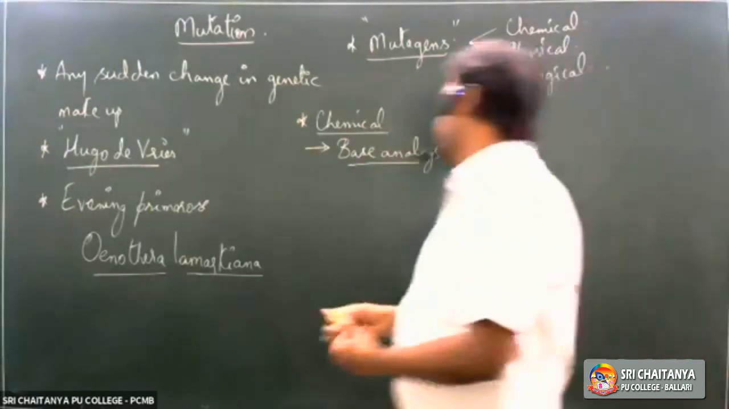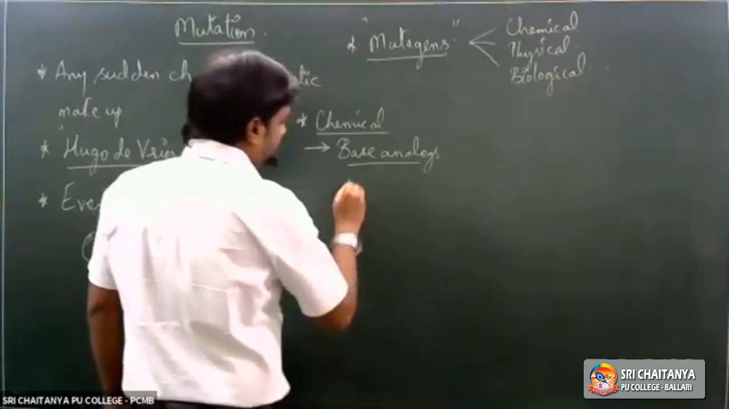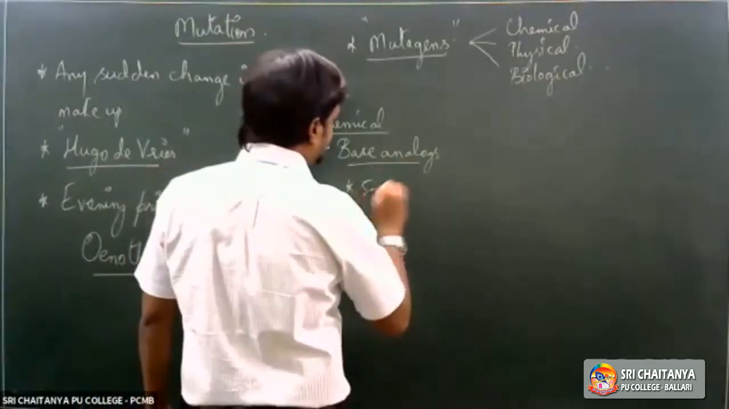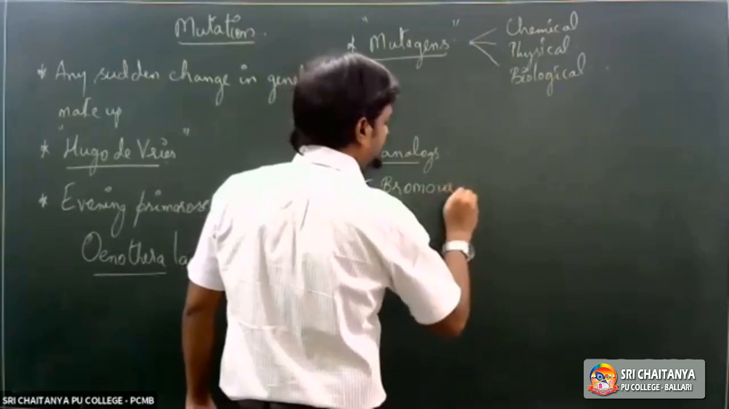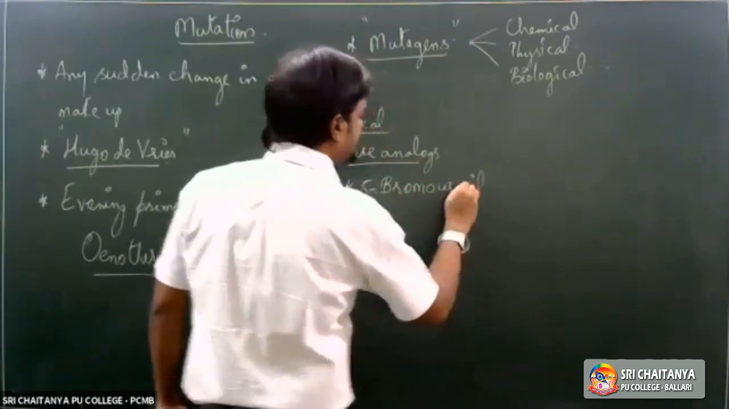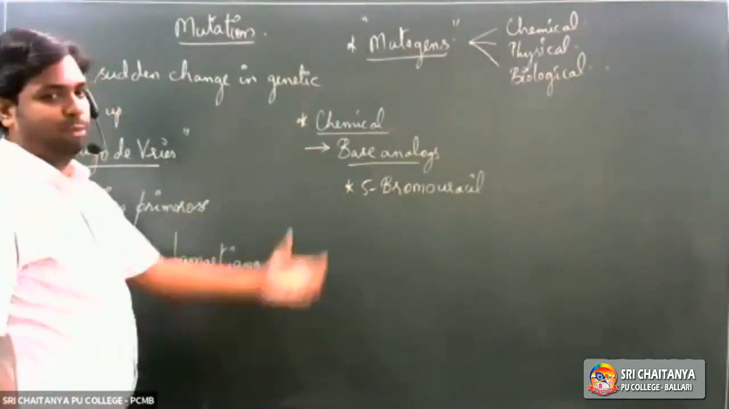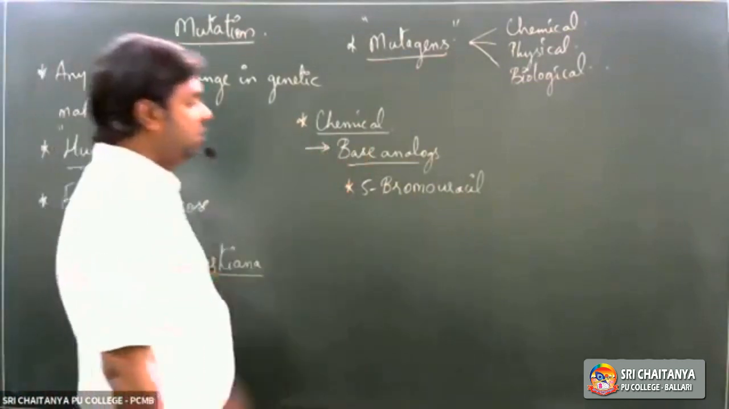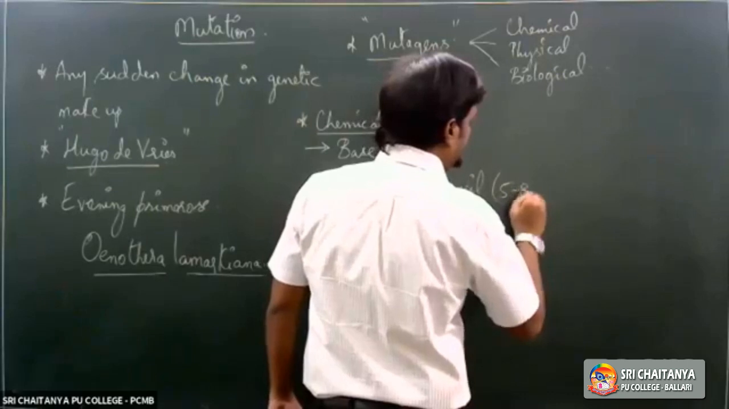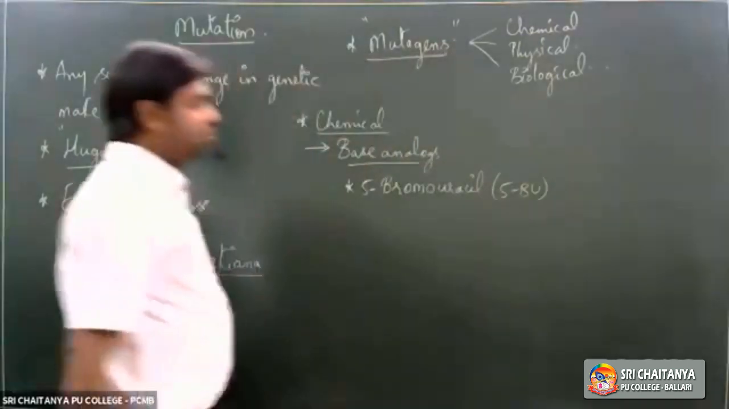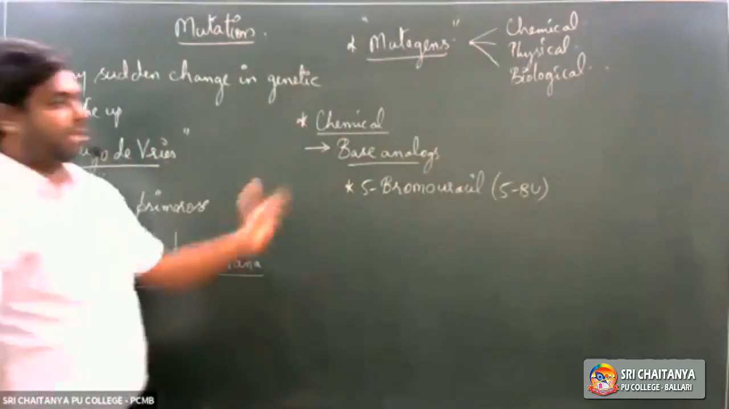So what examples can we give here for base analog? The first one we have is called 5-bromouracil. One of the examples of base analog, 5-bromouracil, we can call it 5-BU. So this is the first base analog.